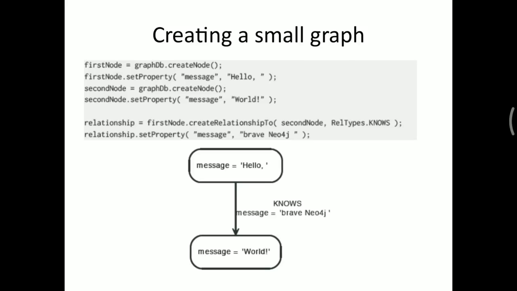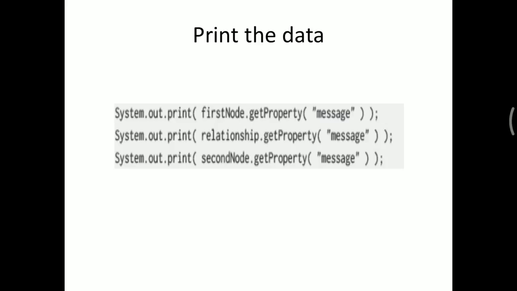and we can create a small graph by using this code. That is firstNode = graphDb.createNode(), and firstNode.setProperty("message", "hello"). And for printing the data, System.out.println(firstNode.getProperty("message")) will write the message. And this is the end of Neo4j and the security in the graph database.